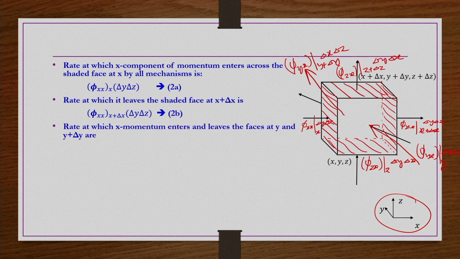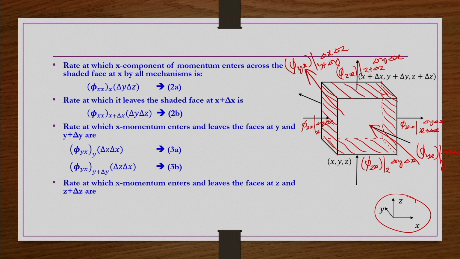Similarly, x momentum entering at location y and then leaving at location y plus delta y are nothing but phi yx at y multiplied by delta z delta x, and phi yx at y plus delta y multiplied by delta z delta x.